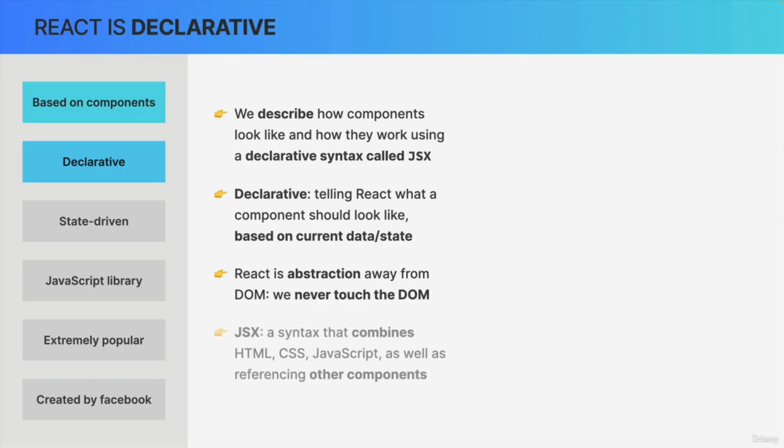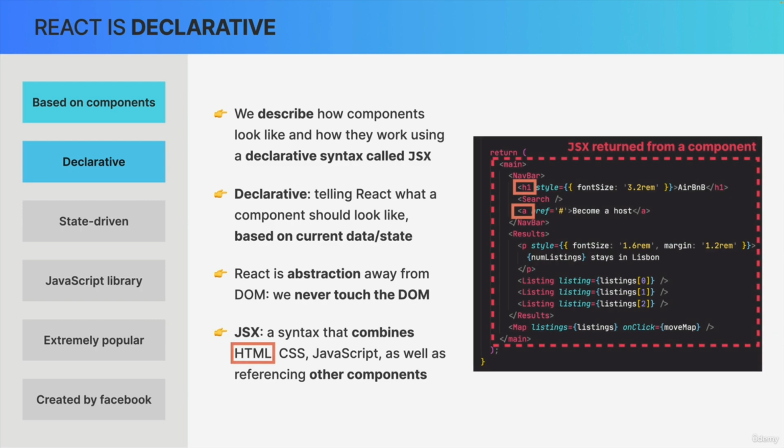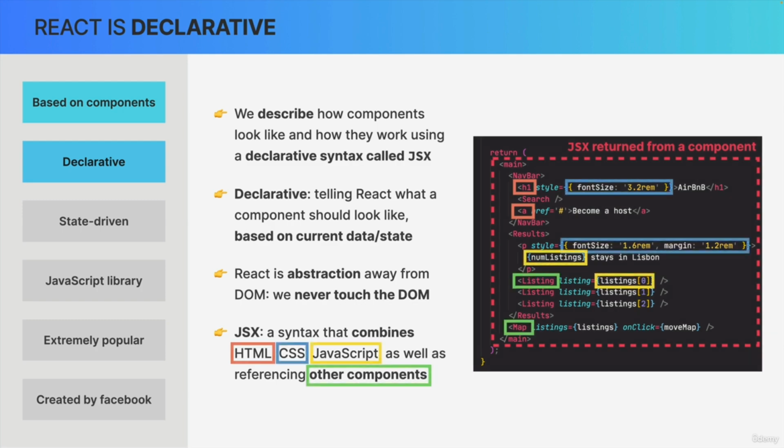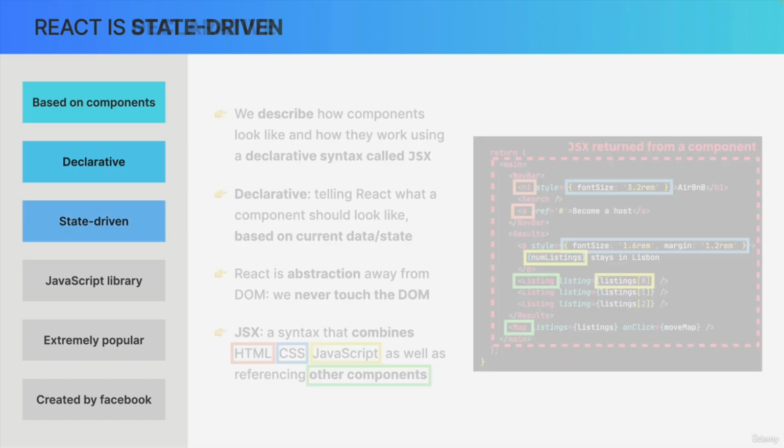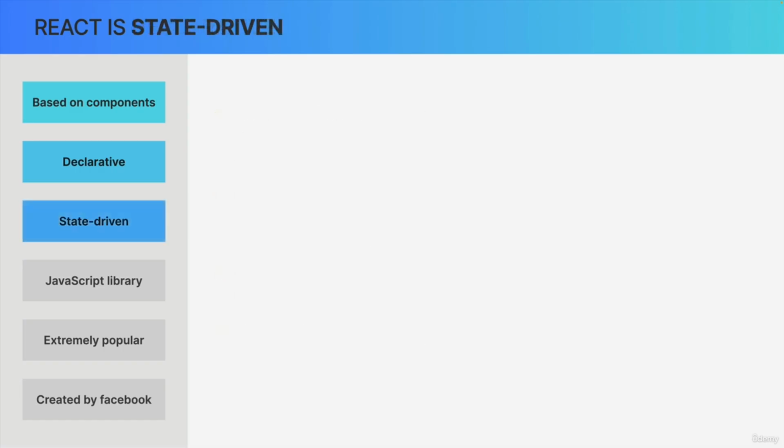So JSX is basically a syntax that combines parts of HTML, CSS, JavaScript, and it even allows us to reference other React components. And the declarative nature of React is an essential concept that, of course, we will really dive into later. But now you might wonder, if we never touch the DOM, then how does React update the UI? Well, that's where the concept of state comes into play.